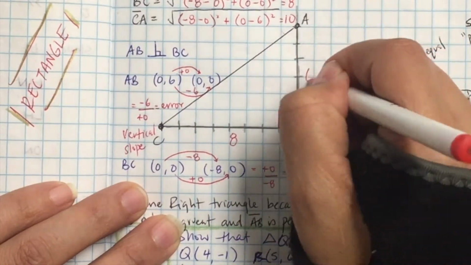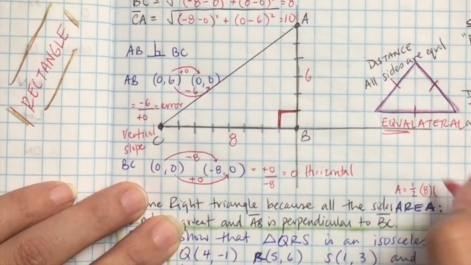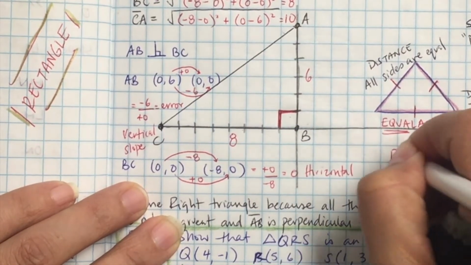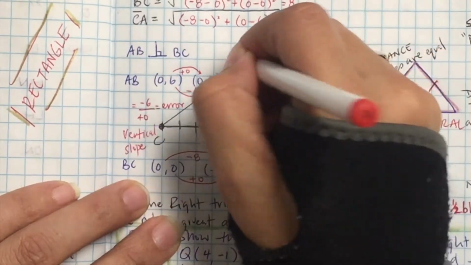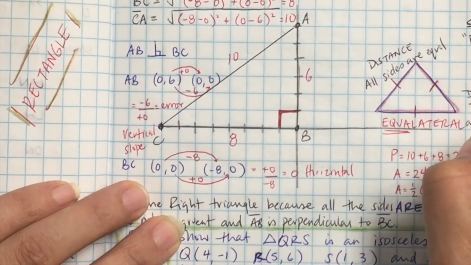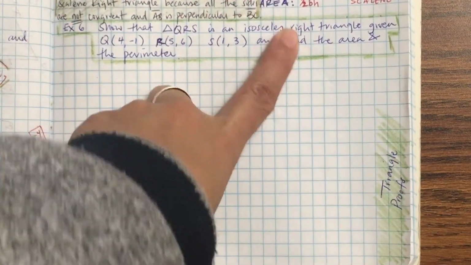Right, then we're going to look at the area. So the area is a half times the base times the height. The base is 8, BC, and the height is 6, which is AB. And then a half times 8 times 6 is 24. Then to find the perimeter, you add all the numbers around. So it's going to be 10 plus 6 plus 8, and that's going to be 24. And that's pretty much all there is to it.